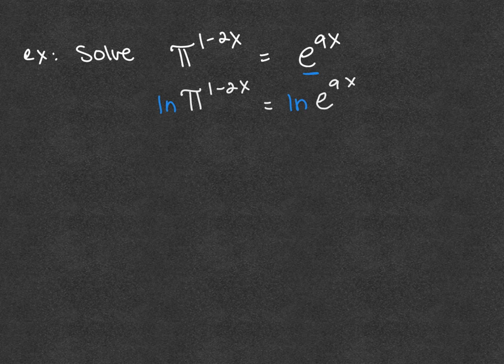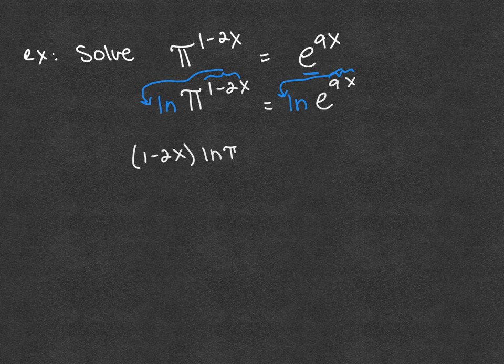Now we'll go ahead and use our properties of logarithms that say that these can become multipliers now in front of the logarithm. So my next line is going to be 1 minus 2x. That whole expression is getting multiplied by the natural log of pi. And again, that's natural log of pi, that's just a number. And then that's going to be equal to 9x multiplied by the natural log of e. Okay, so now let's go ahead and work on cleaning it up. On the right-hand side, we notice that the natural log of e is 1. So all we have on the right-hand side is 9x.